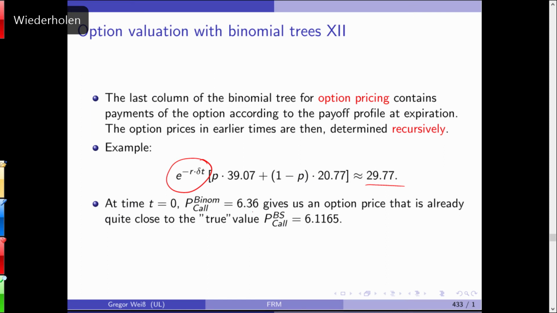Okay. Now at time t, we get the price under the Cox-Ross-Rubinstein model, and it's €6.36. Problem now is, as you can see, it is close but not exactly the Black-Scholes price. So 6.36 is not equal to 6.1165. Why?